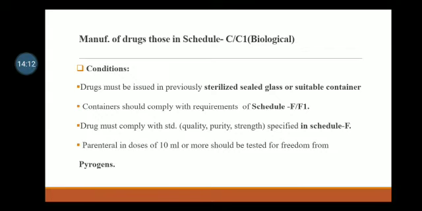Manufacture of drugs in Schedule C1, which are biological products. Which conditions should be fulfilled? Firstly, the drug must be issued in a previously sterilized sealed glass or suitable container. Then the container should comply with the requirements of Schedule F and F1. Then the drug must comply with the standard of quality, purity and strength specified in Schedule F.